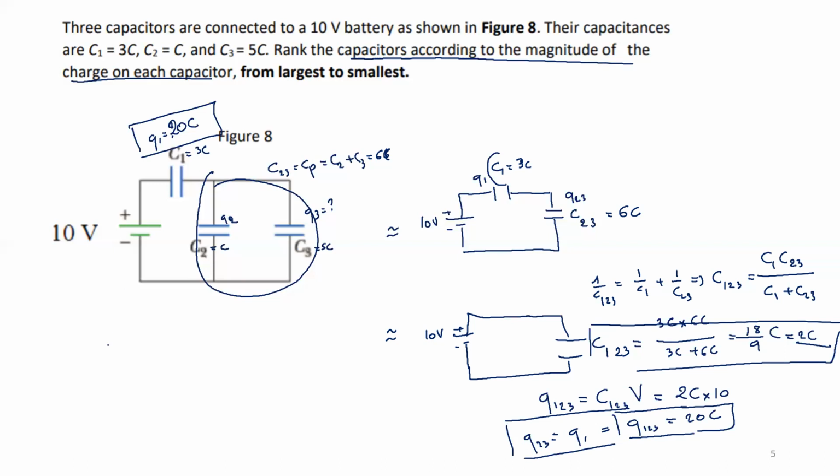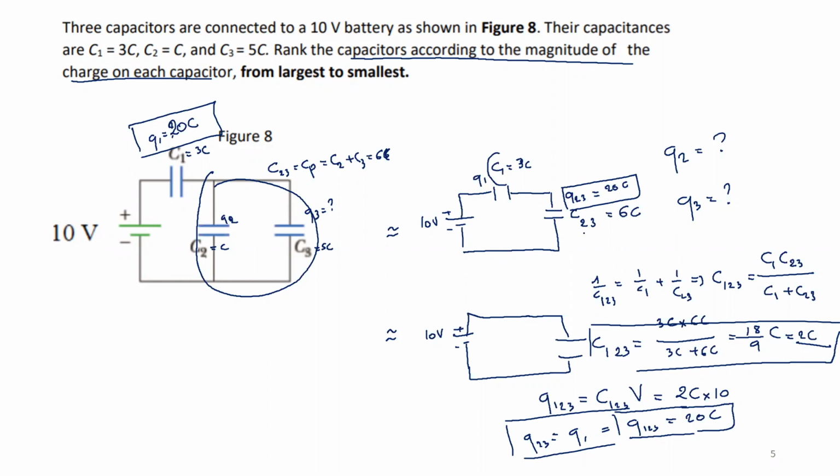Now, Q2, 3. What is Q2, 3? Of course, Q2, 3 is also equal to 20C, but I don't want Q2, 3. What I want is Q2 separately and Q3 separately. Now, how do I do? There are many ways to calculate Q2 and Q3 separately, but let's go for the shortest path.